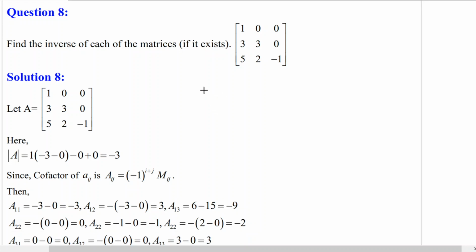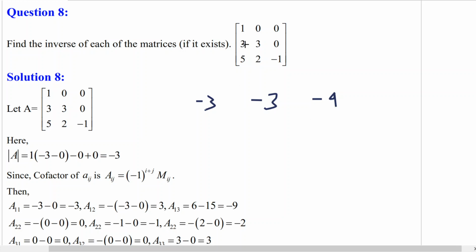Then minus. So first minor, hide this one by row and column and we'll get minus 3 minus 0, that is minus 3. Then hide this 0 by row and column, then I'll get minus 3 minus 0, again minus 3. Minus I am calculating. Now hide this 0 by column and row, I'll get 6 minus 15. 6 minus 15 is minus 9. Okay, up to this point it is clear.